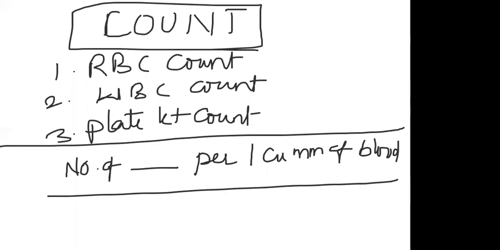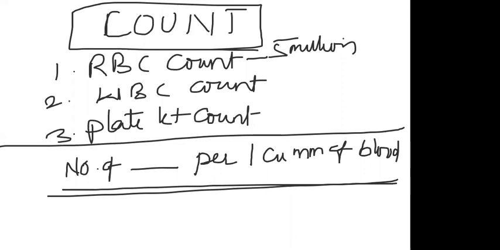WBC count, the total number of WBC per 1 cubic millimeter of blood. Then platelet count, the total number of platelets per 1 cubic millimeter of blood. So it's about 5 million RBC. The number of RBC per cubic millimeter of blood is about 5 million in man and 4.5 million in women. It is an approximate figure only.